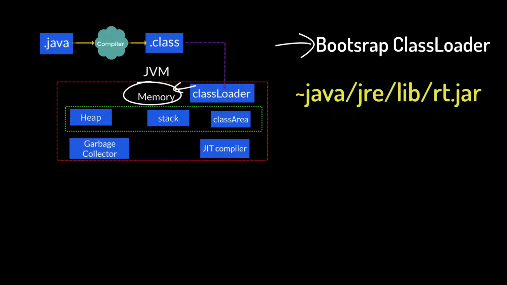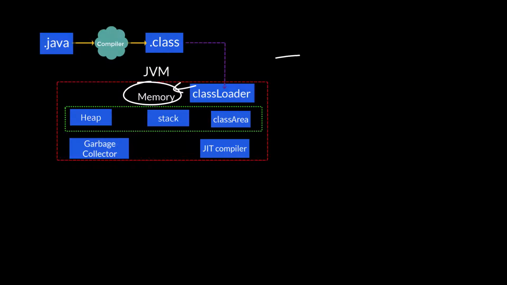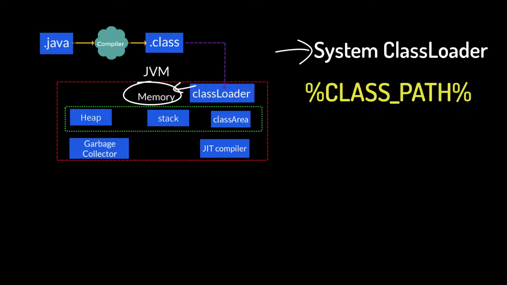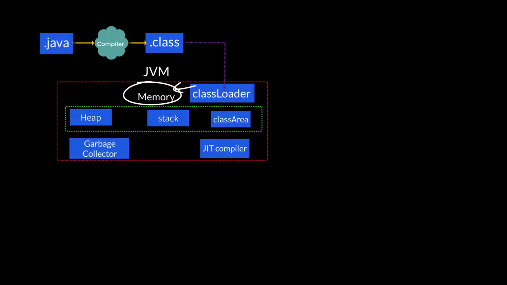This loads the classes from rt.jar. Whereas Extension ClassLoader loads the core Java classes from the JDK extension library, basically from the ext folder. I'll show you that in a minute. Now System ClassLoader loads the classes found in the environment variable classpath. Let me show you the location from where the class loader loads the file.